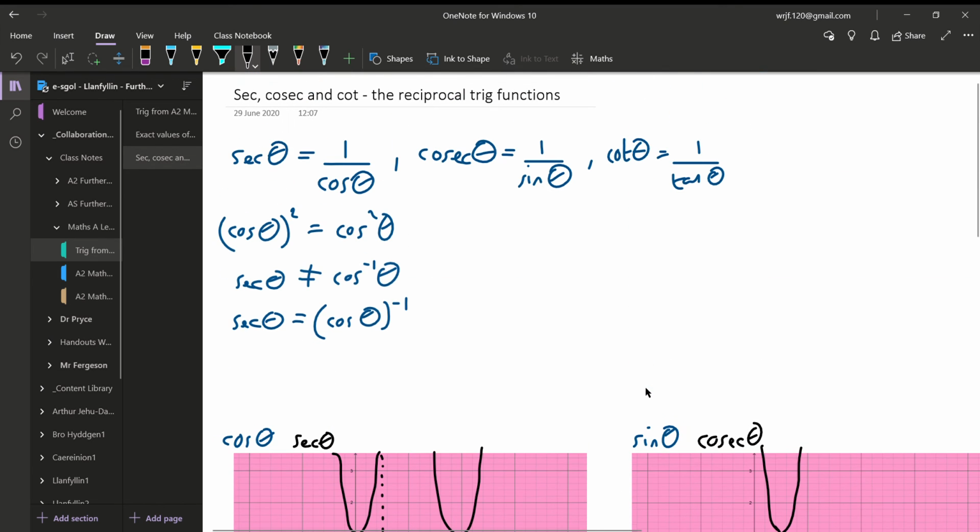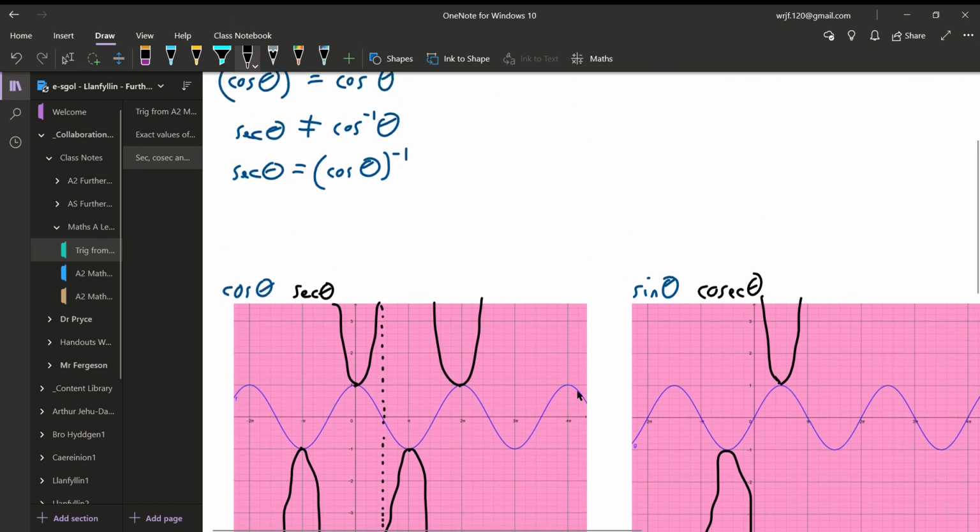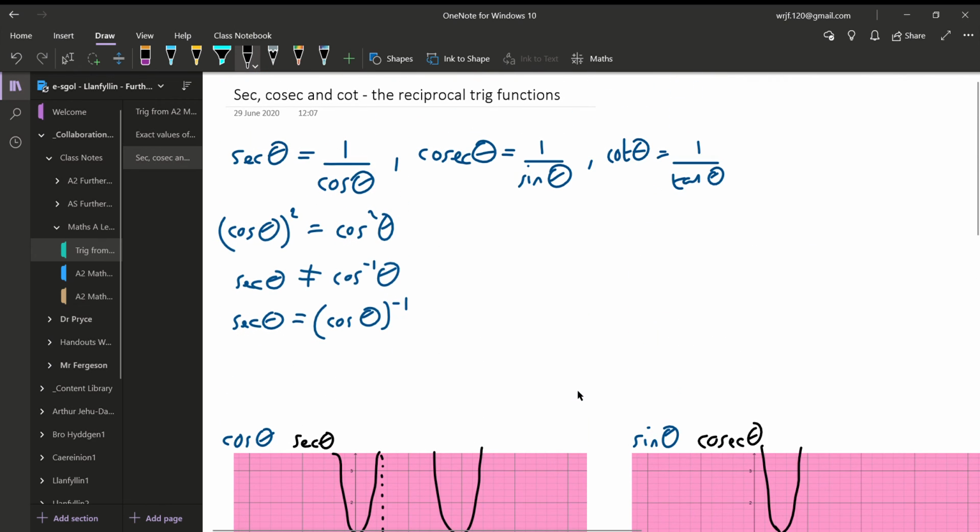So there we are, 3 definitions of new trig functions: sec theta 1 over cos theta, cosec theta 1 over sine theta, cot theta 1 over tan theta, and just a very quick look at the graphs. You will notice these functions don't come up on your calculator anywhere, so if you ever have to calculate values, you will have to do them as the reciprocals of the cos, sine and tan functions.